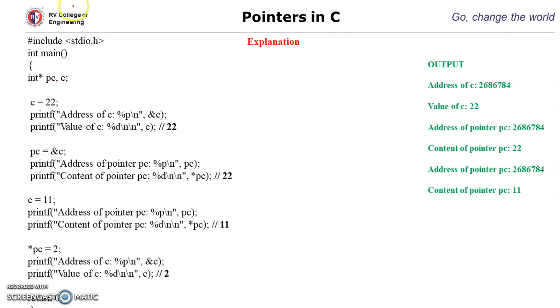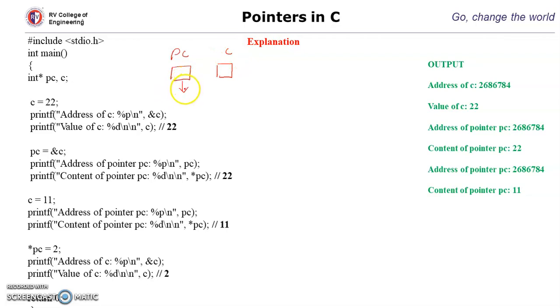A pointer variable pc and a normal variable c, both of type integer, are created. So why is pc a pointer variable? Because we have a star here, and c is a normal variable. So we can differentiate between a pointer variable and a normal variable. In this line, two variables are created, pc, which is a pointer variable, and c, a normal variable, both of type integer.